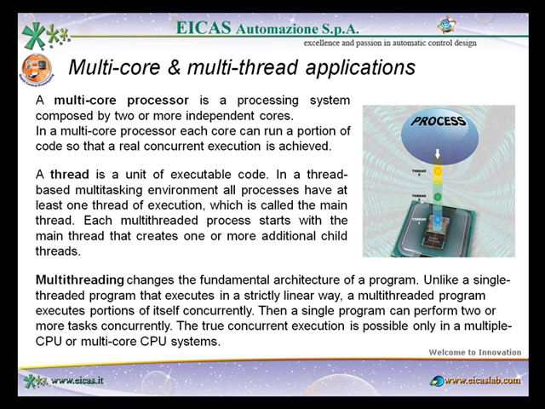Multi-threading changes the fundamental architecture of a program. Unlike a single-threaded program that executes in a strictly linear way, a multi-threaded program executes portions of itself concurrently. Then, a single program can perform two or more tasks concurrently. The true concurrent execution is actually possible only in multiple CPU or multiple core CPU systems.